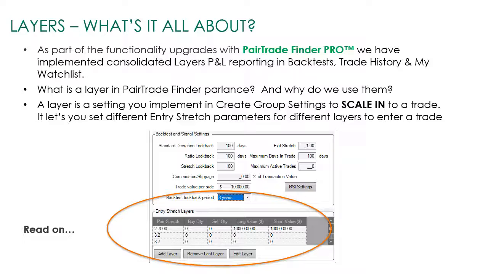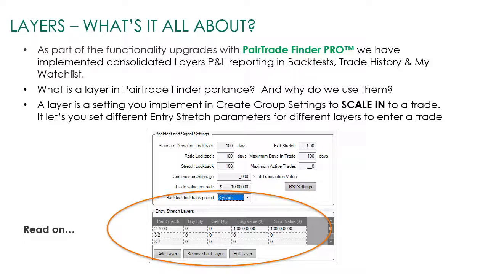Now, what are layers? Well, this is saying, instead of just putting on 10,000 a leg at an entry stretch of 2.0 and then waiting or hoping it comes back to 0.0 for your exit, why don't we put on part of the trade at 2.0, part of the trade at 2.5, part of the trade at 3.0 entry stretches. So if the spread blows out or the ratio is way out of whack, we're not going all in at 2.0 and then getting a big loss. We'd be going in part at 2.0, part at 2.5, part at 3.